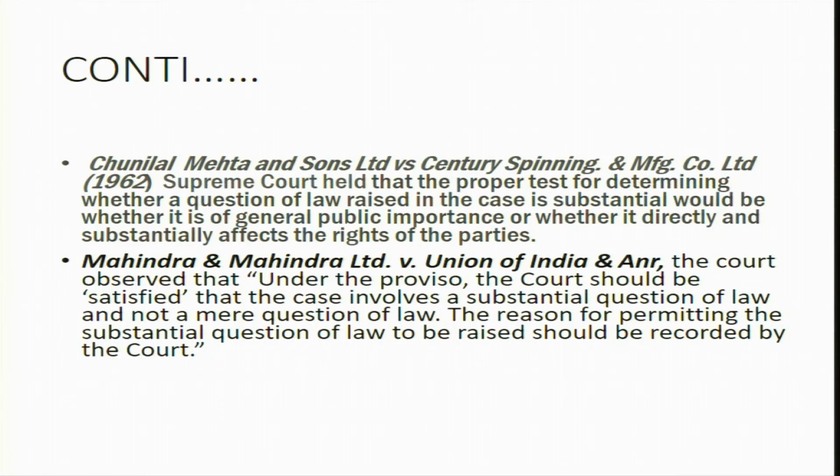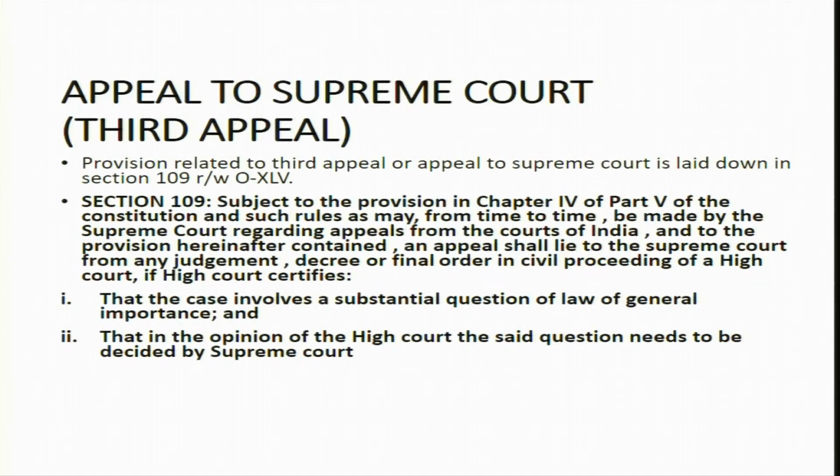But for an appeal to the Supreme Court, a question of general public importance, you have to make this difference. Both points must be there: a substantial question of law and general public importance. But for a second appeal, only a substantial question of law, not a question of general public importance. And you need a certificate for appeal to the Supreme Court in case of a third appeal: a substantial question of law of general importance. These two points must be there.